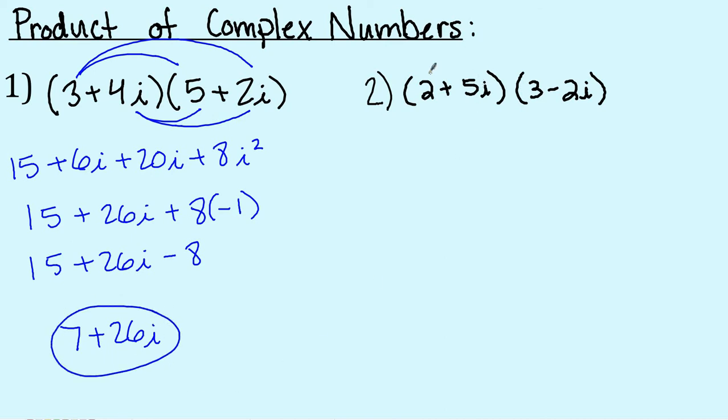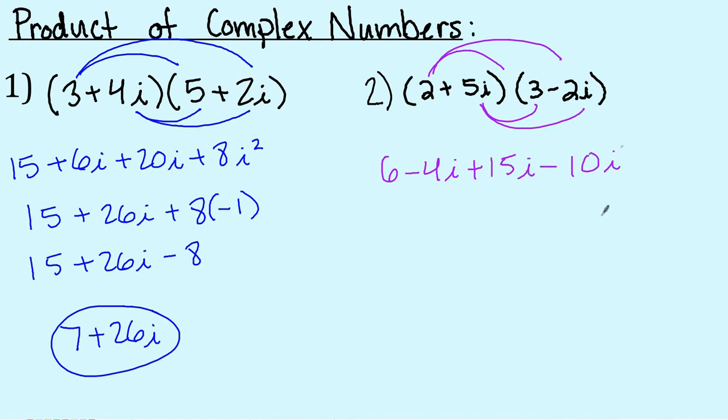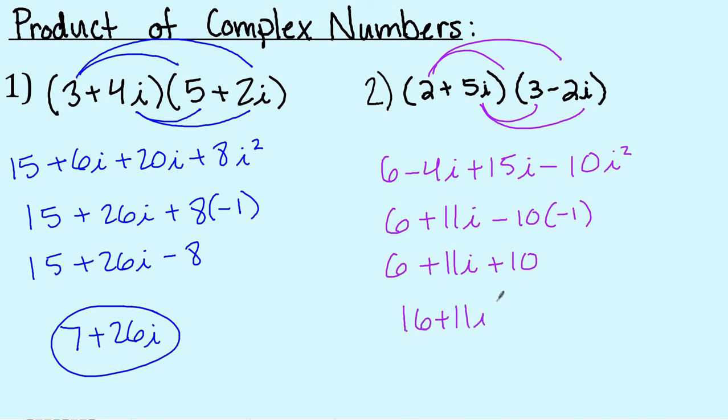Let's do number 2. FOIL that one out. FOIL your 2, FOIL your 5i. We get 6 minus 4i plus 15i minus 10i squared. So combine those middle terms, we get plus 11i. And then here I have -10, but i squared is -1, so really I have positive 10. So we get 16 plus 11i.